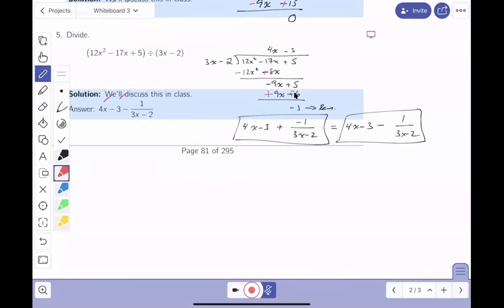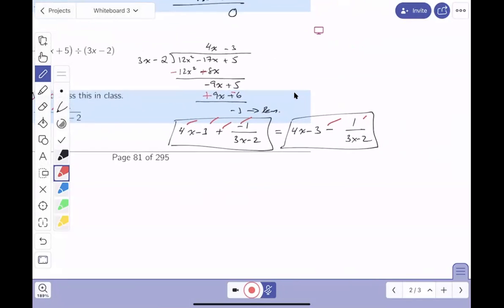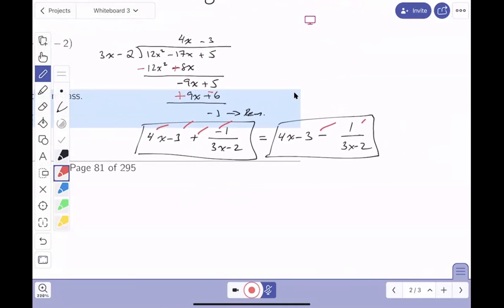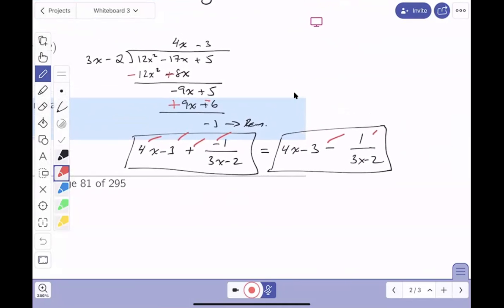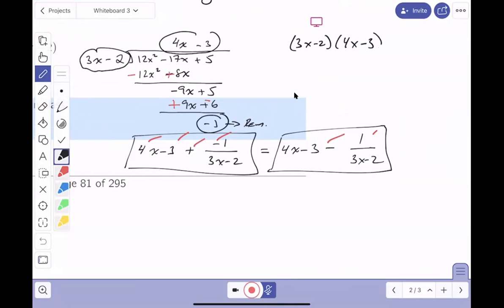So I see 4x minus 3. And then I see the minus 1. I do see that here, by the way. I also see it here, right? I want to go through the check, by the way, and talk about how you check this in grade school. It's really the same thing. What you would do is this times this plus this. Let me write that down for you. So 3x minus 2, 4x minus 3, plus the remainder, which is minus 1.